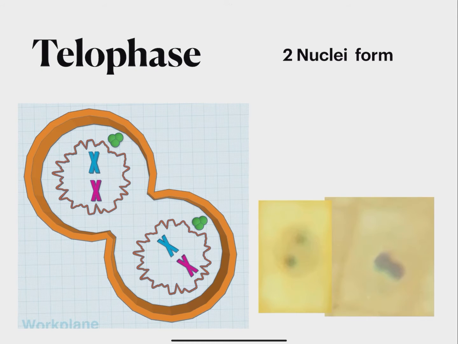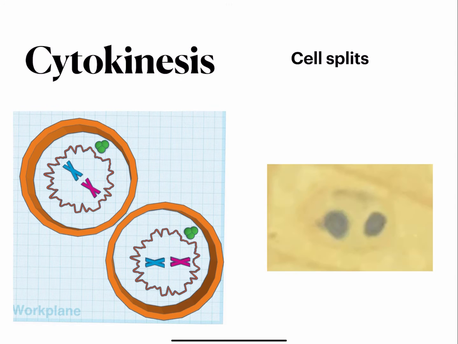In telophase, 2 nuclei form around the separated chromosomes, and you start to see that they're almost their own cells. And then in cytokinesis, the cell splits into 2, and you are left with the daughter cells.